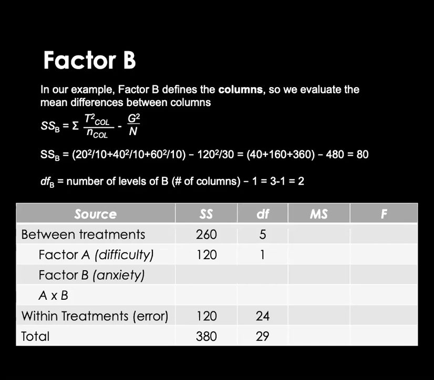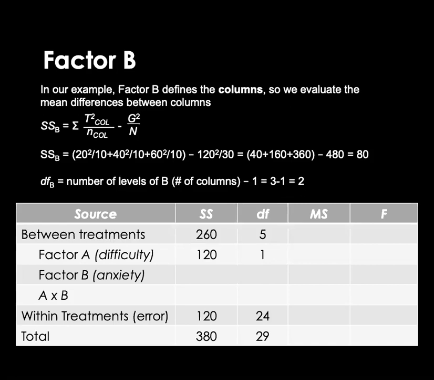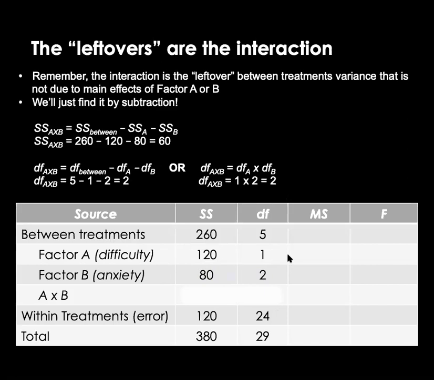For degrees of freedom, just like with A, we're going to take the number of levels of B, or the number of columns, minus 1. And so there are 3 columns, right? Low, medium, and high anxiety. So 3 minus 1 is 2. And then we'll just put those values down here in our ANOVA summary table. You can see we're getting close to being done.